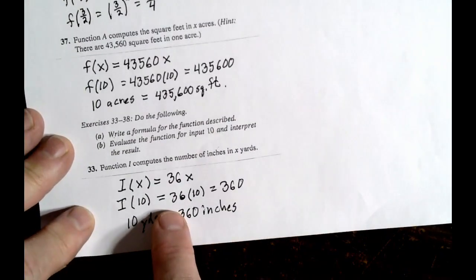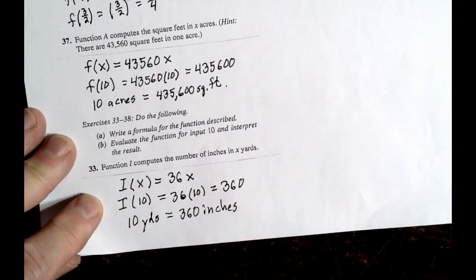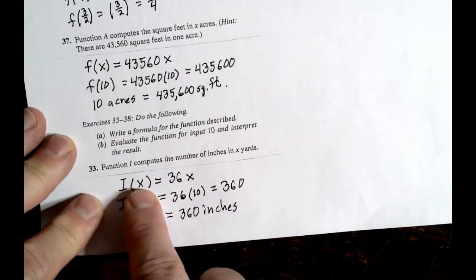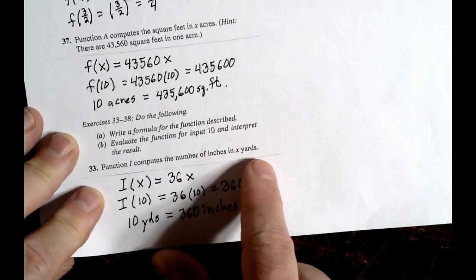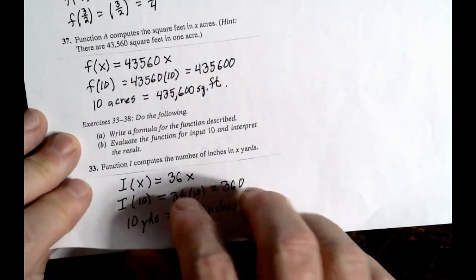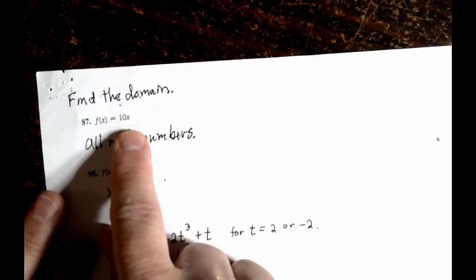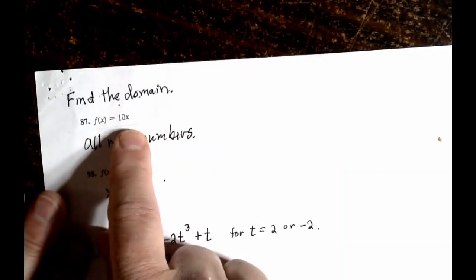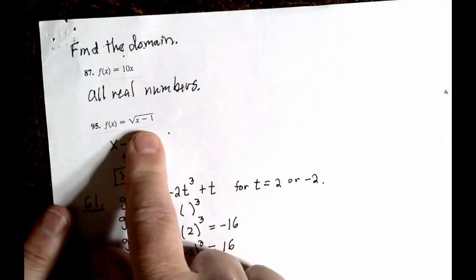Alright. And now this one says function I computes the inches in yards. So I of x equals 36x, so 36 inches in a yard. So for each yard you multiply by 36. And so that means 10 yards equals 360. It says find the domain. Do you see any fractions or square roots? No, all real numbers.